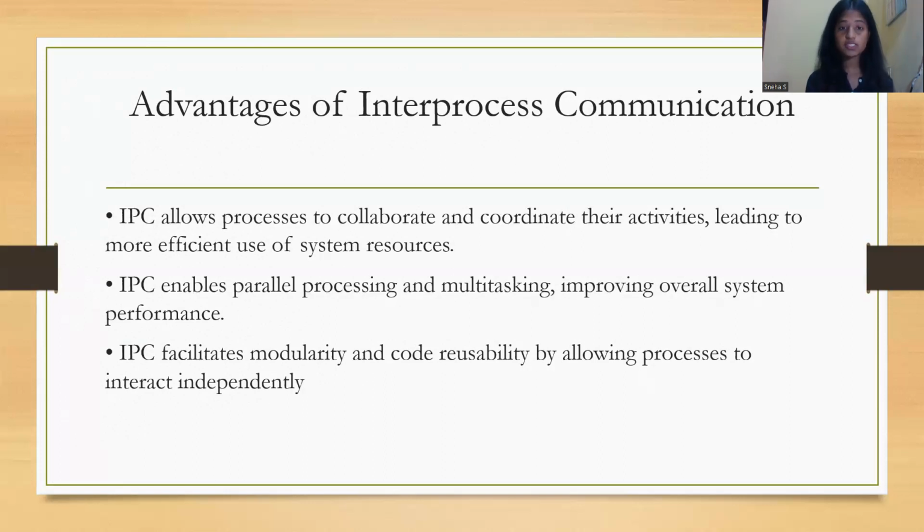The whole concept of interprocess communication is that firstly, they'll communicate with each other. And next, parallel processing and multitasking will be happening because they'll be using the shared memory resource. And in this way, we can use the code again and again. And also, it allows the processes to interact independently and individually.